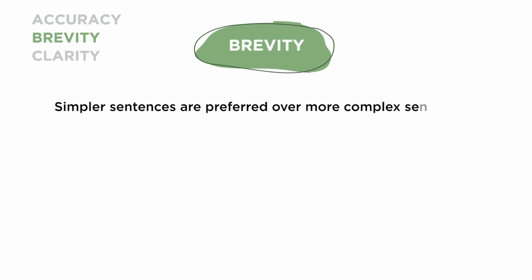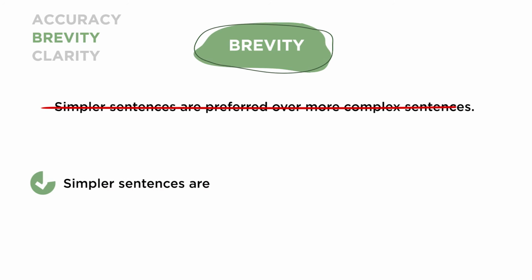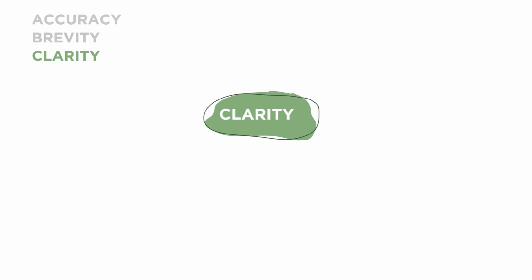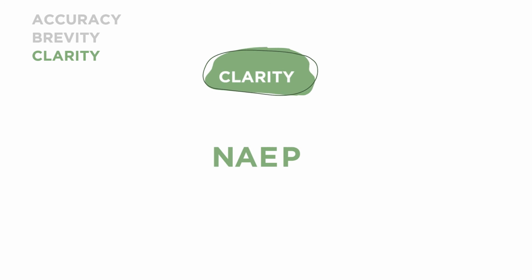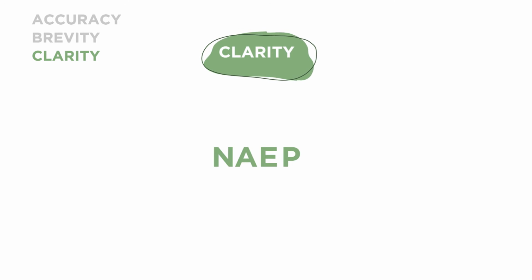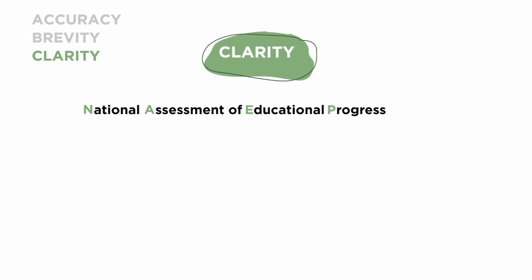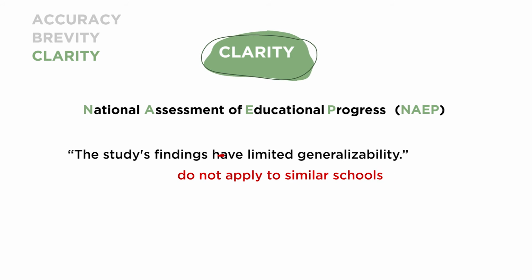Write concisely, but in complete sentences. Use plain language that is understandable to a broad audience. Don't use acronyms as a general rule, but if an acronym is a commonly used term, such as NAEP, define it the first time used. Do not use jargon.